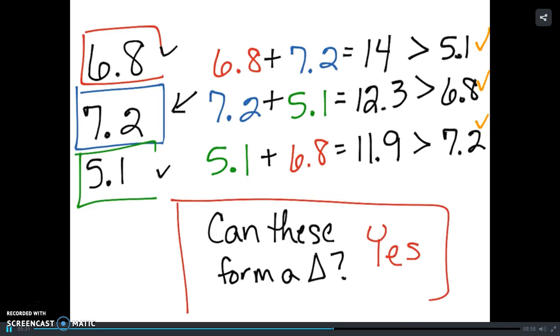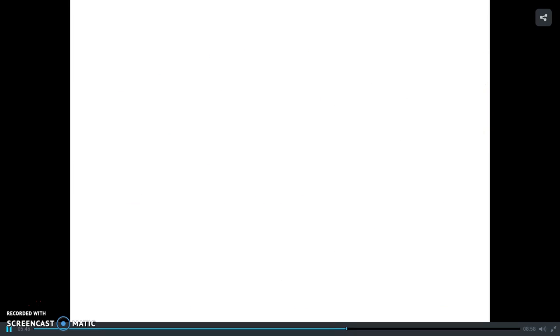Okay, because all of these little tests that we just ran up here, because that's really what we're doing, is we're testing out each of those side measurements, they worked out and they followed the inequality, and so that means that those would form a triangle. Okay, so what does it look like when it doesn't form a triangle? Well, let's look at an example that doesn't work out.